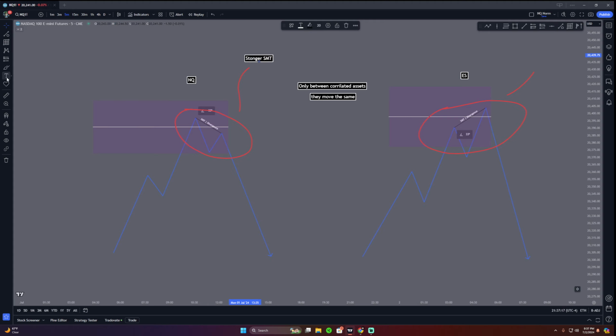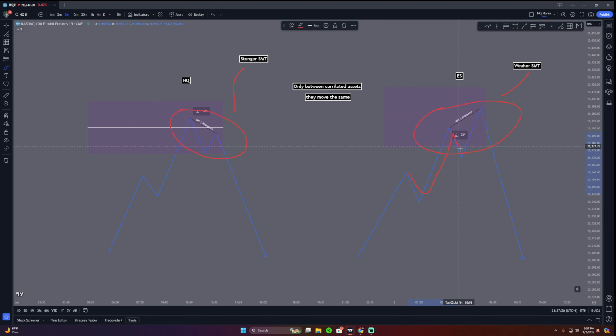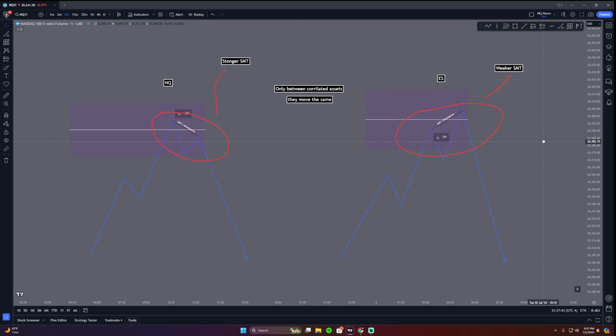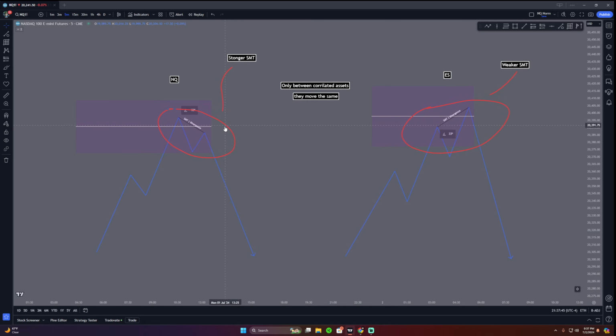And then right here, this is the weaker SMT. So why is this one stronger? Because what this is doing is it's stopping the trend. As you can see, it's not making a higher high. Now, this one, on the other hand, is continuing the trend. So which one do you think is stronger? The one that's actually making the move to stop the trend, or the one that's just continuing the trend?